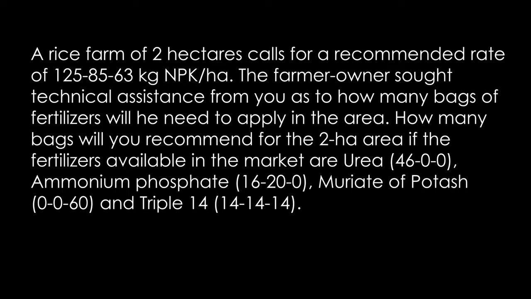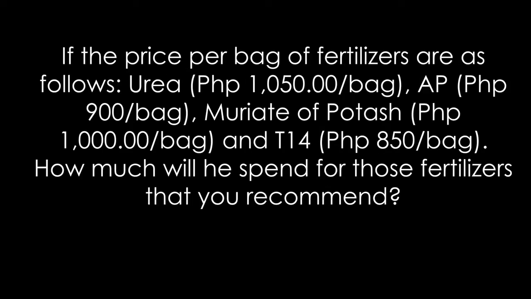urea 46-0-0, ammonium phosphate 16-20-0, muriate of potash 0-0-60, and triple 14 14-14-14? If the price per bag of fertilizer are as follows: urea 1,050 pesos per bag, AP or ammonium phosphate 900 pesos per bag, muriate of potash 1,000 pesos per bag, and triple 14 850 pesos per bag, how much will he spend for those fertilizers that you recommended?